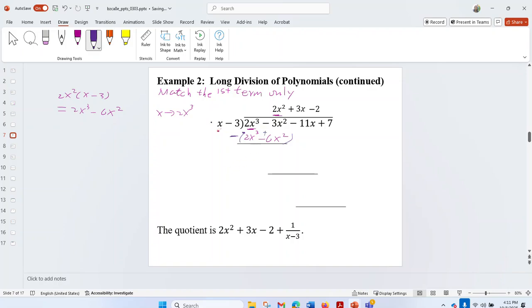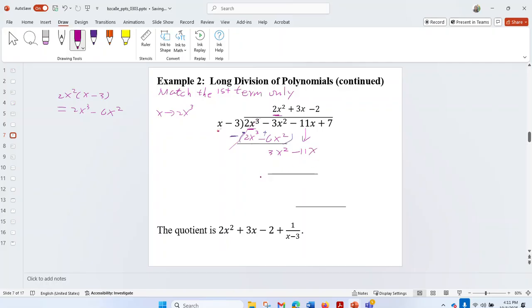Okay, since we match the first term, the first term always cancels out. So these 2 will be canceled out, right? And then you're going to have a negative 3x squared plus 6x squared. So you're going to get 3x squared in here. Okay? And then bring the next term down, which is minus 11x.